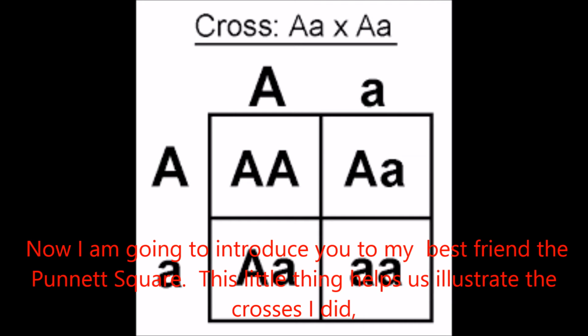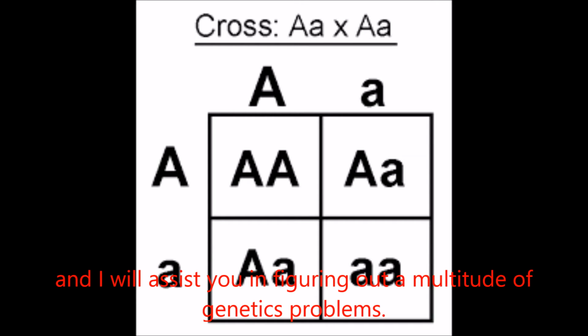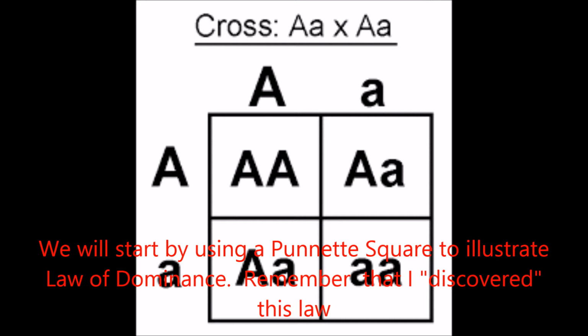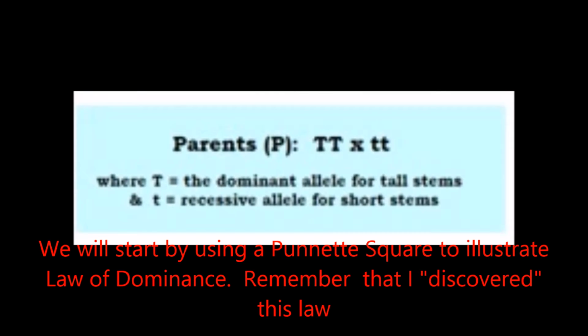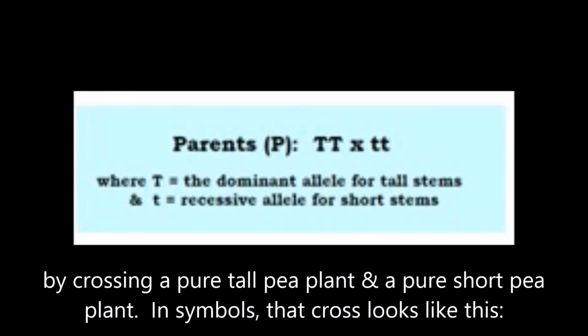Now I'm going to introduce you to my best friend, the Punnett square. This little thing helped us to illustrate the crosses I did, and I will assist you in figuring out a multitude of genetic problems. We will start by using the Punnett square to illustrate the law of dominance. Remember that I discovered this law by crossing a pure tall pea plant and a pure short pea plant.